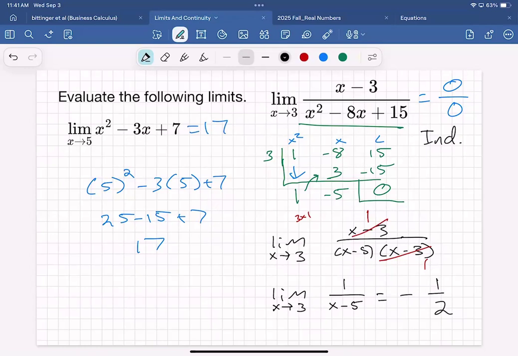Now, hopefully what you see, what's the nice thing about direct substitution, right? We were able to find that the limit existed pretty quickly, okay? Any questions or concerns with this one before we look at some other ones?